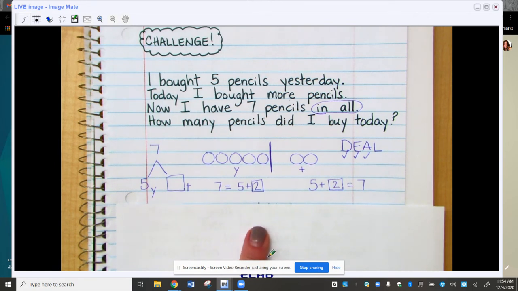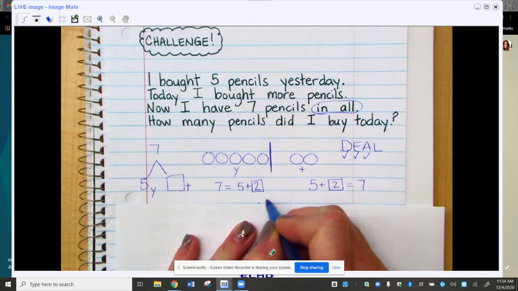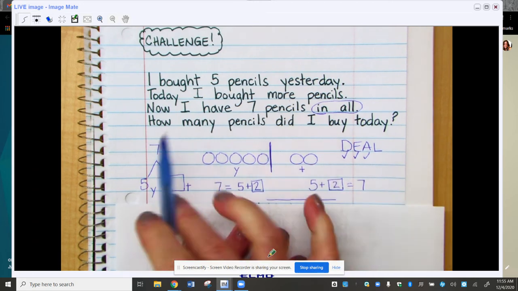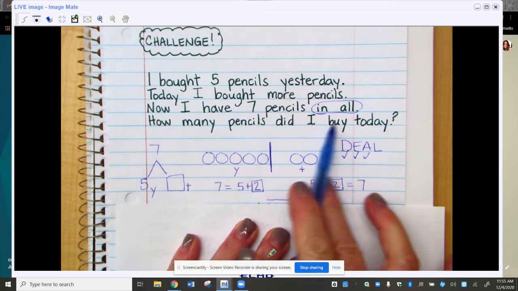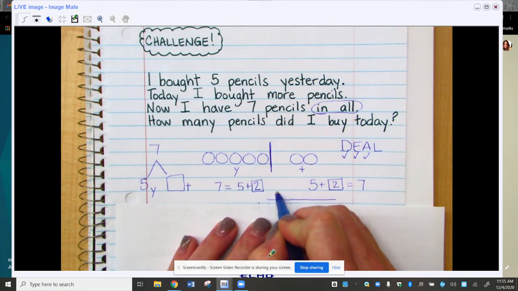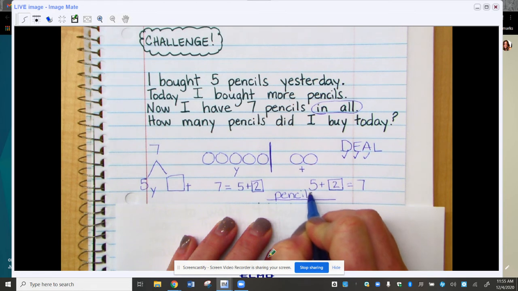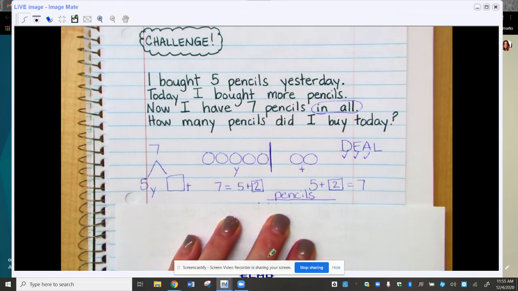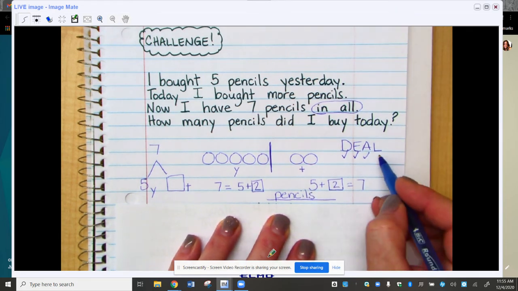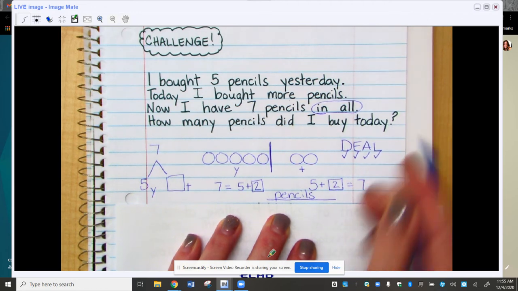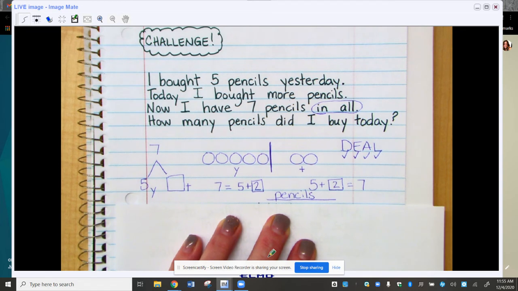Uh-oh, that's what I forgot. Okay, so I'm going to write it right here. How many pencils did I buy today? We bought 2 pencils. There we go. Now can I check off that I wrote a label? Yes. Good job. I showed the whole deal with my thinking, and I can even write the 2 for the unknown partner right there.